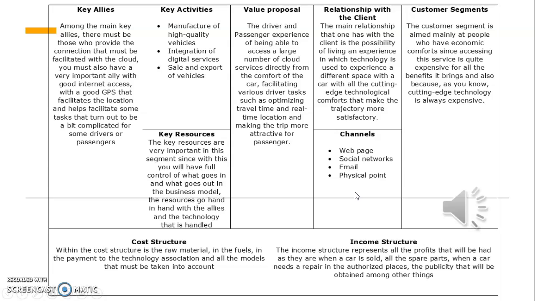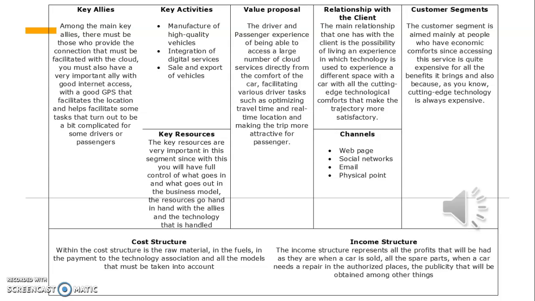Okay, this is my business model canvas. Start with the key allies. Among the main key allies, there must be those who provide the connection that must be facilitated with the cloud. You must also have a good internet access and a good GPS that facilitates the location and helps some people for whom it may be complicated, such as some drivers or passengers.